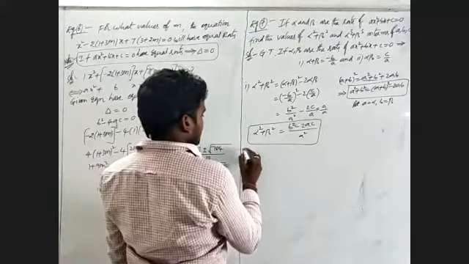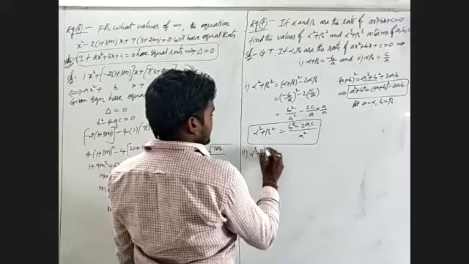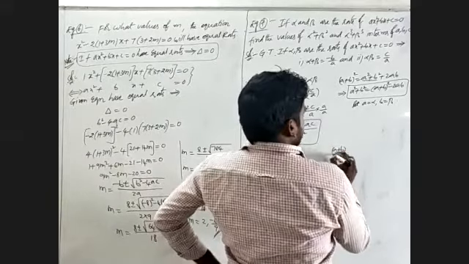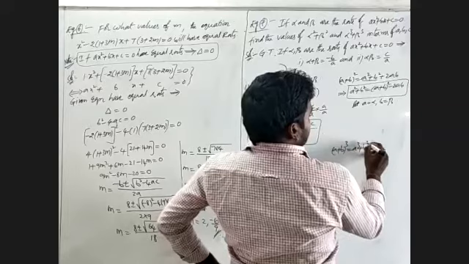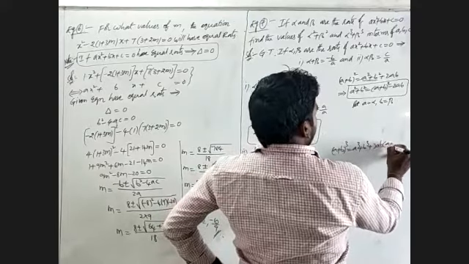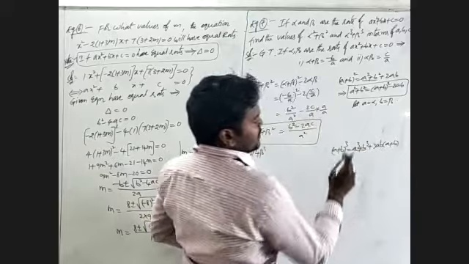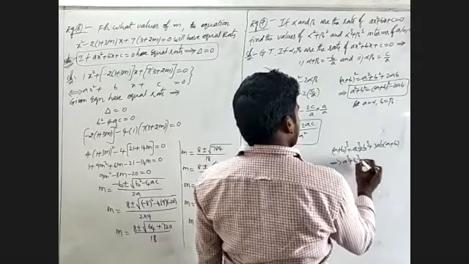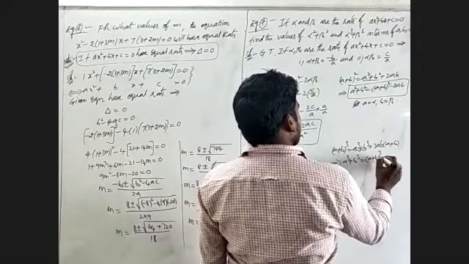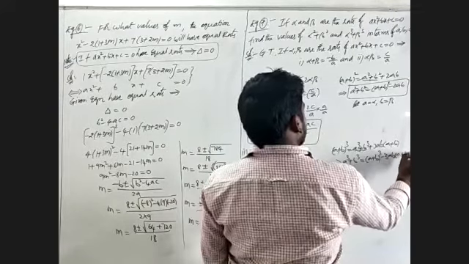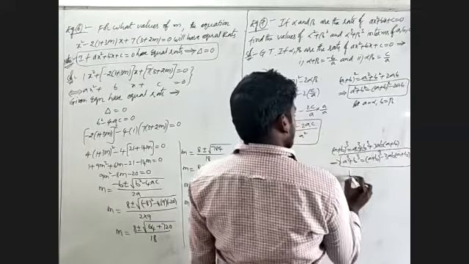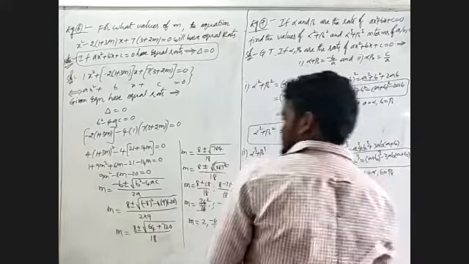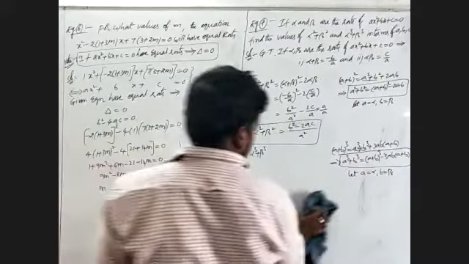Now I am going to the second one, that is alpha cube plus beta cube. Here I will write the formula a plus b whole cube is equal to a cube plus b cube plus 3ab of a plus b. This value will move to this side, so I will write a cube plus b cube is equal to a plus b whole cube minus 3ab of a plus b. Here also we will substitute a with alpha and b with beta.